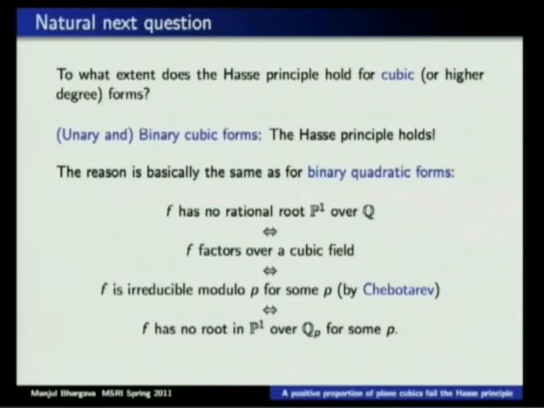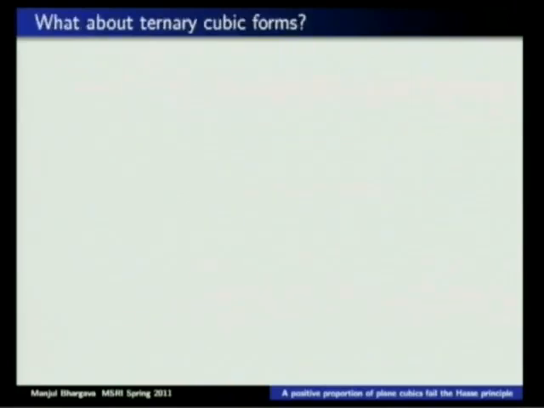And so there was a lot of work in understanding ternary cubic forms, in other words, homogeneous cubic forms in three variables. To what extent does the Hasse principle hold there? Well, it doesn't always hold. The local-global principle is not true anymore if you have cubic forms in three variables.